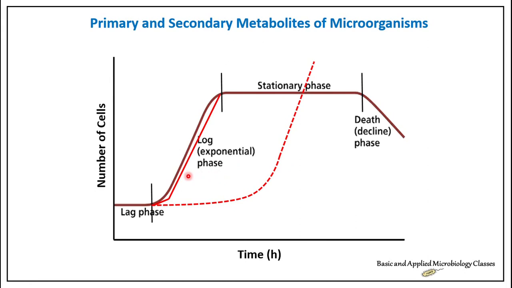So here I have tried to show you two categories of metabolites. We should know that different terminology is used for these metabolites. The metabolites which are synthesized during the exponential or log phase are called primary metabolites. And secondly, the metabolites which I have shown with the dashed line, which are synthesized during the stationary phase, meaning after the log or exponential phase, are called secondary metabolites.